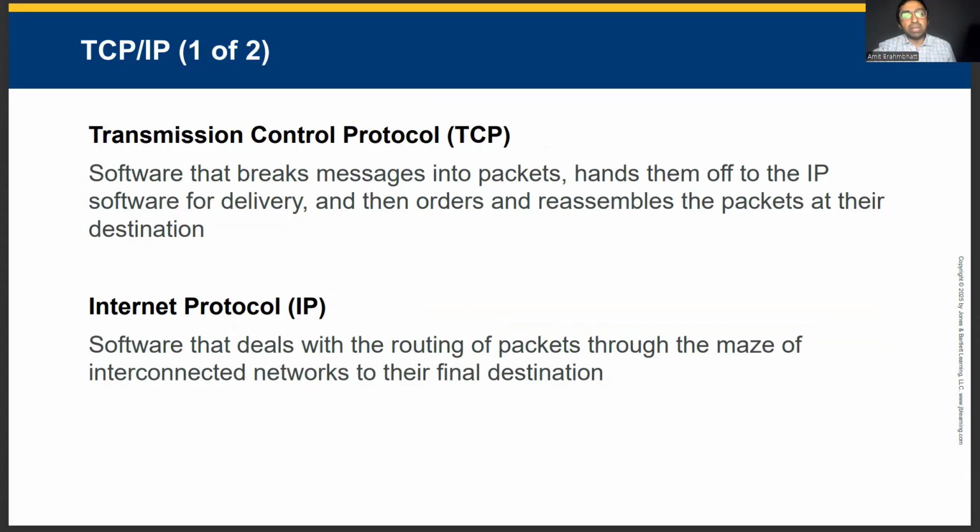TCP handles breaking messages into packets and reassembling them at their destination. IP routes packets across networks towards their final destination. Together, TCP/IP is the backbone of internet communication, ensuring reliability and proper packet delivery.